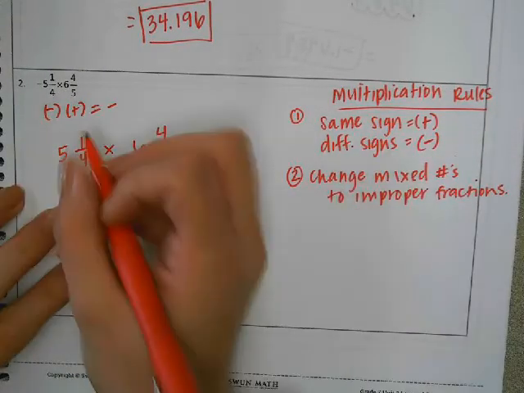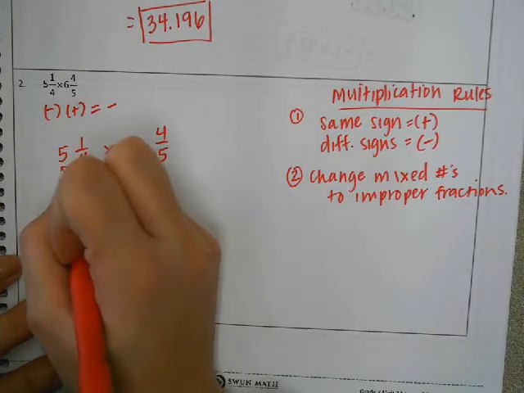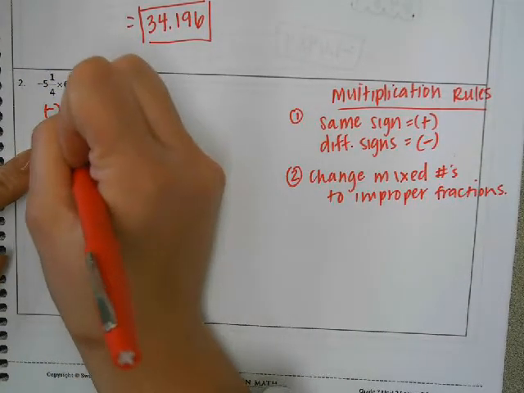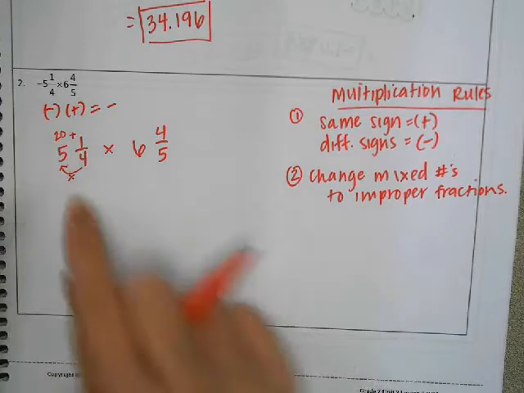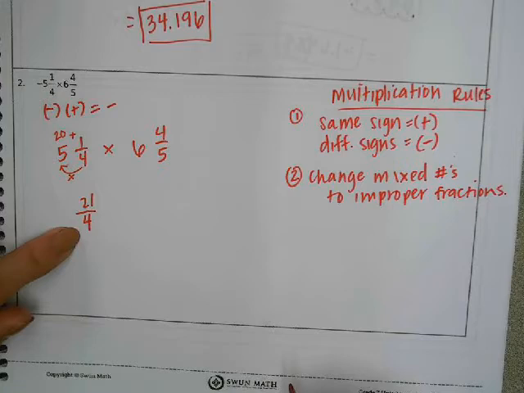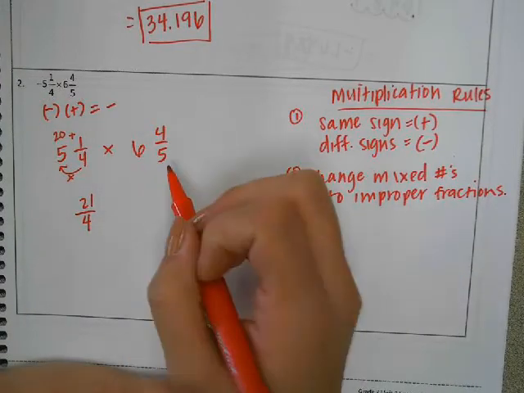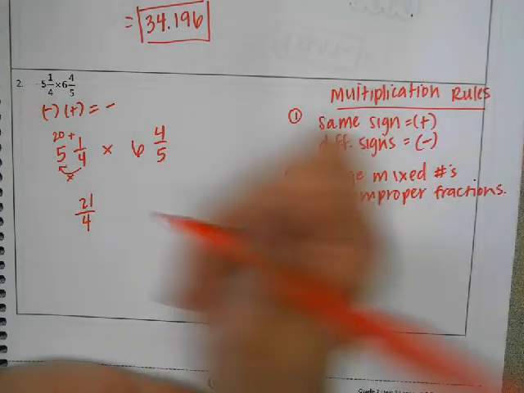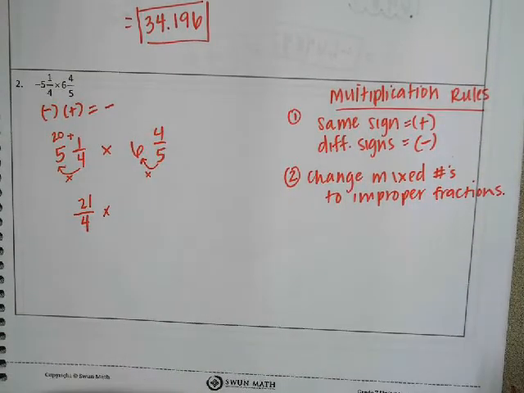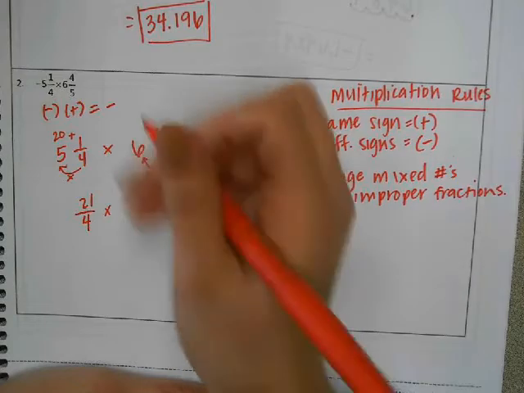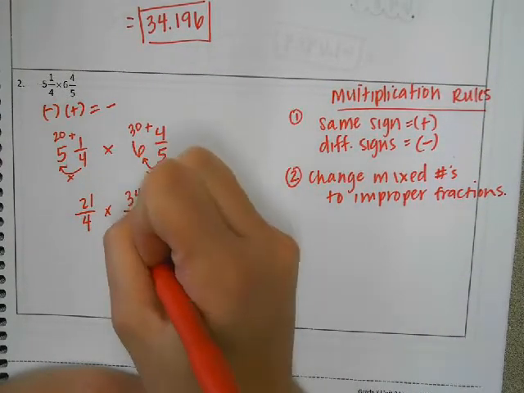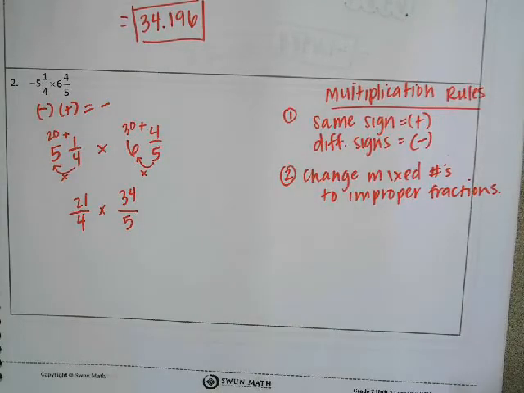The way to do that is to multiply the denominator times the whole number. So 4 times 5 gives me 20. Then add the 20 plus the numerator. So 21/4. You keep the same denominator. Then what I'm going to do is the same thing for the 6 4/5. I need to change this to an improper fraction. So 5 times 6 is 30. 30 plus 4 is 34/5.